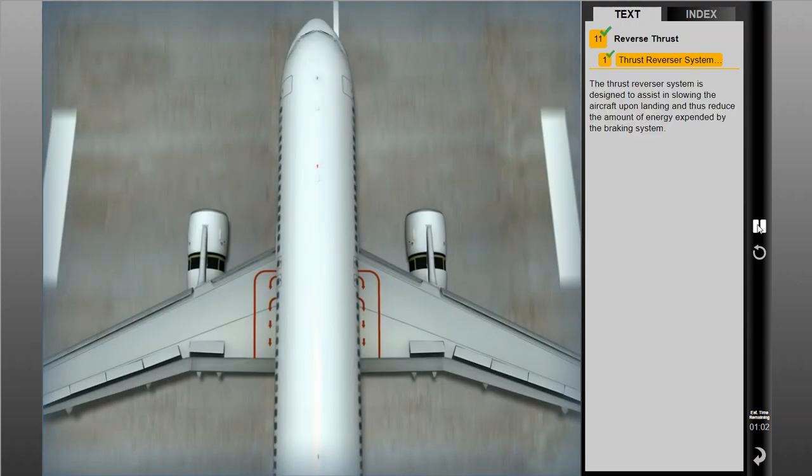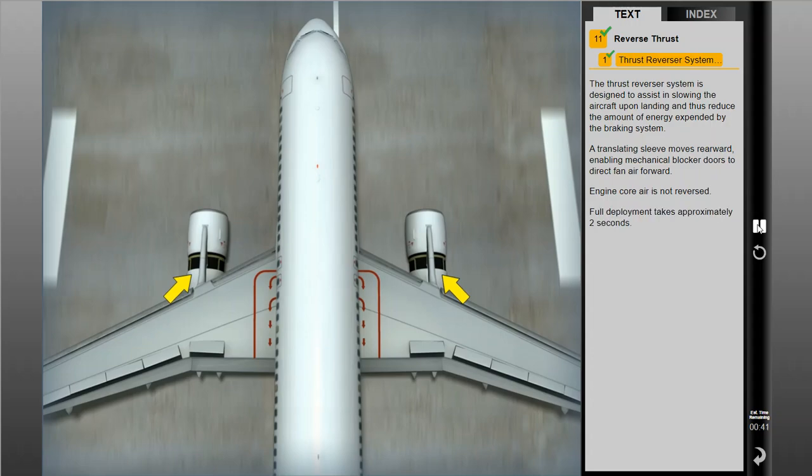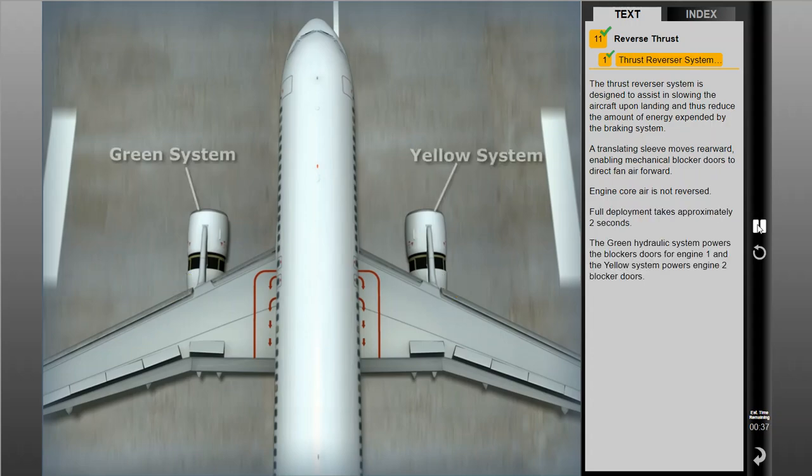The thrust reverser system is designed to assist in slowing the aircraft upon landing and thus reduce the amount of energy expended by the braking system. A translating sleeve moves rearward, enabling mechanical blocker doors to direct fan air forward. Engine core air is not reversed. Full deployment takes approximately 2 seconds. The green hydraulic system powers the blocker doors for Engine 1, and the yellow system powers Engine 2 blocker doors.